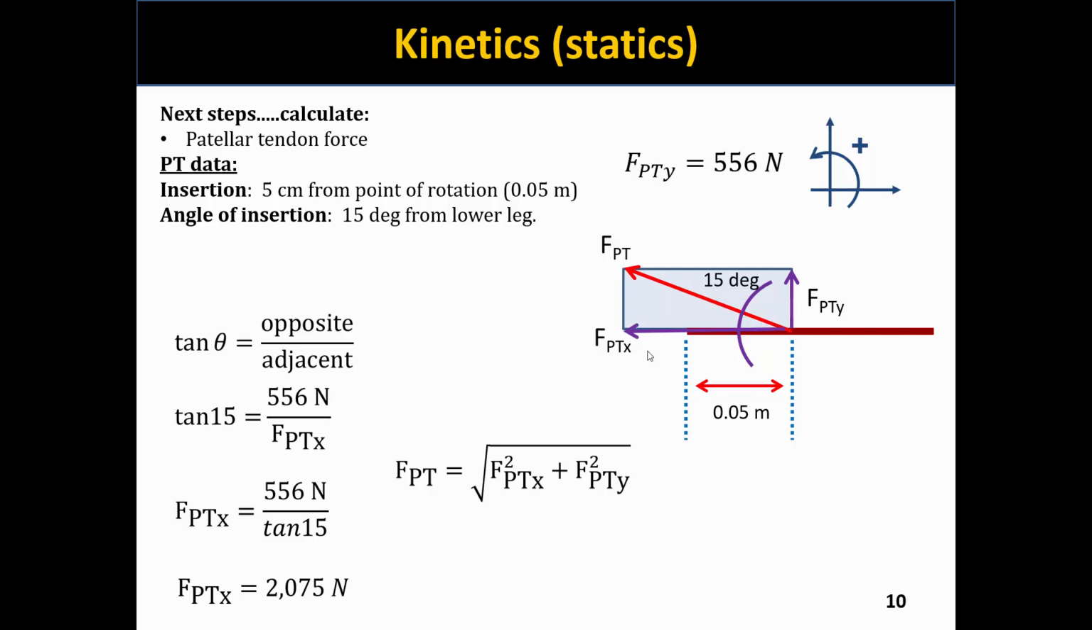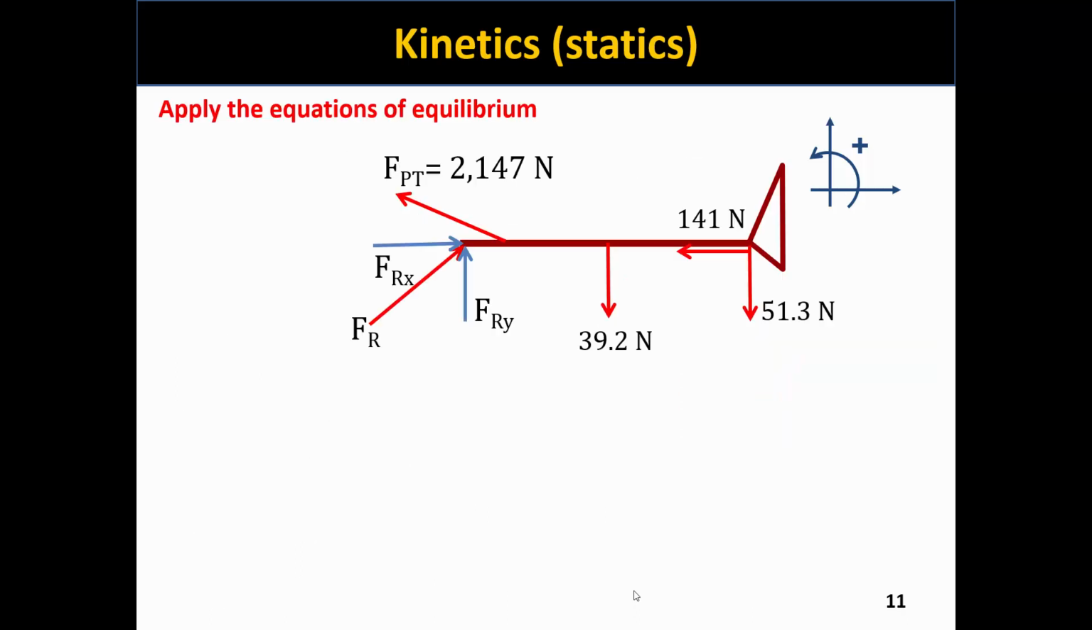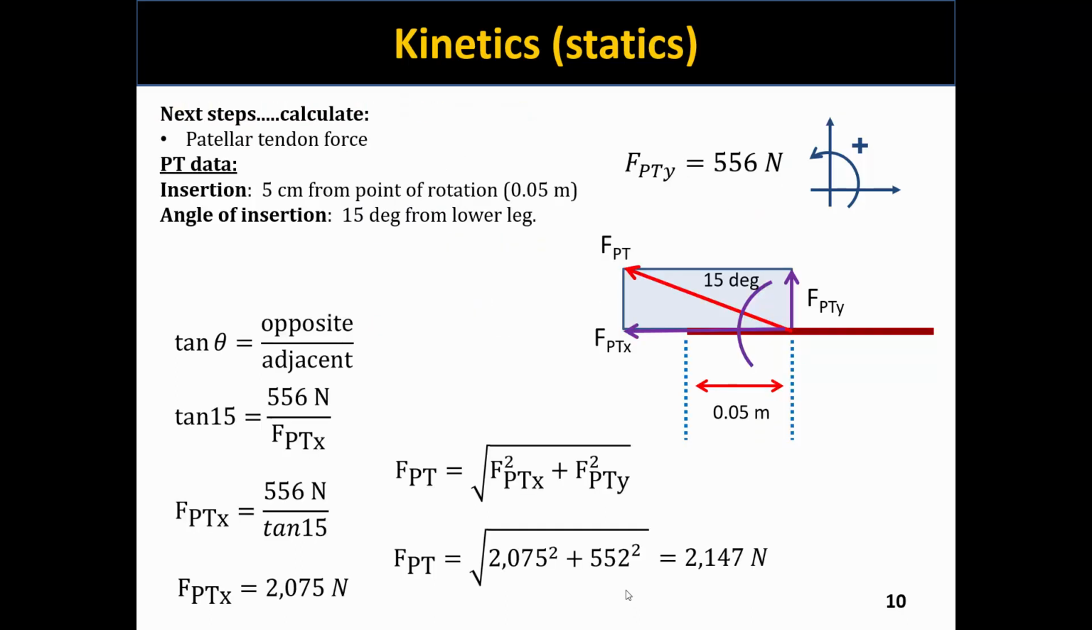Now, to use these two data points to calculate the resultant for the patellar tendon, we just use Pythagoras' theorem, and we take the square of the x component, we add that to the square of the y component, substituting those values. I have a typo here. This should be 556, not 552. So make sure you make that change right here. And working through our data here, we have a resultant force of 2,147 newtons being generated through the actual patellar tendon.